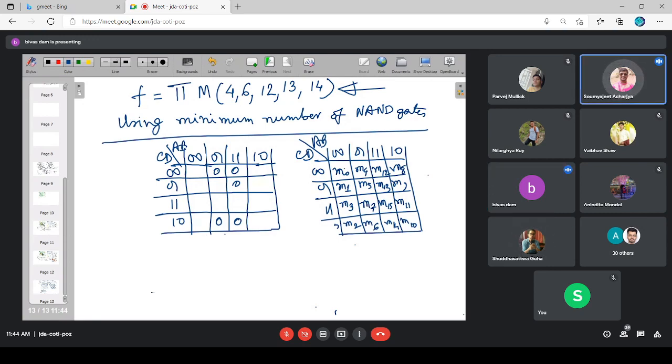2, one 4-cell group and one 2-cell group. Here is one. Here is one. So what will be the function? From the quad, what will be the sum term? B bar plus D.